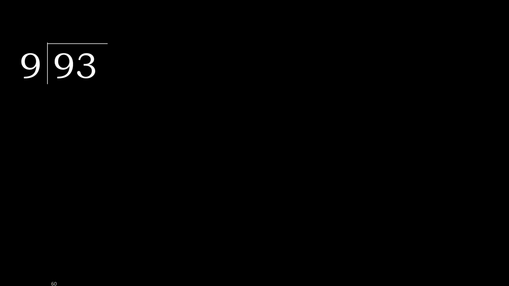93 divided by 9. 9 is not less, therefore with 9. Here, 9 multiplied by which number is nearest to 9, but not greater. 9 multiplied by 2 is 18. 18 is greater. Multiplied by 1 is 9. Is not greater. Okay, subtract 0.